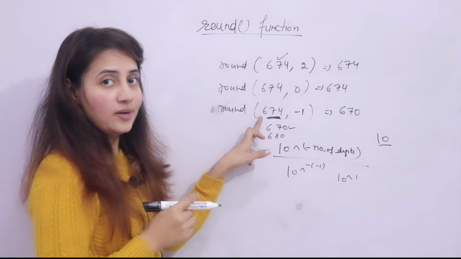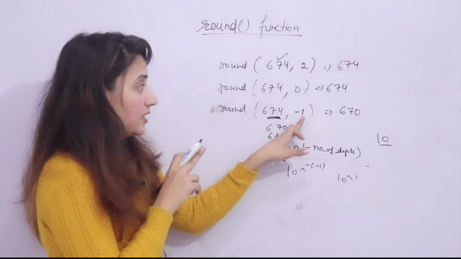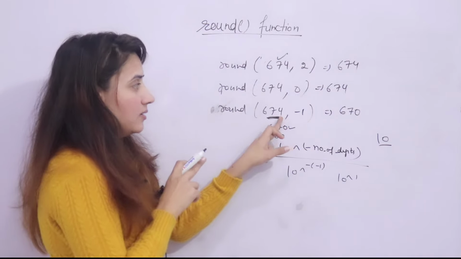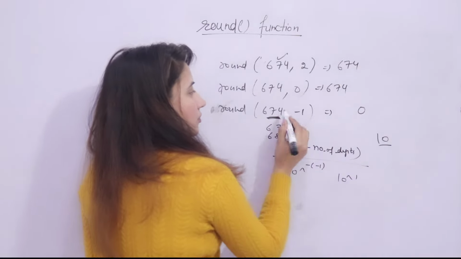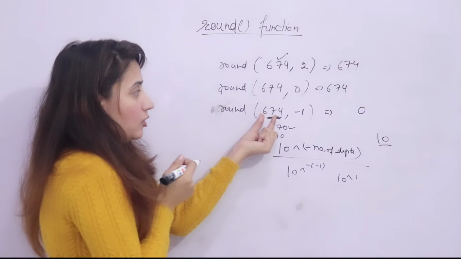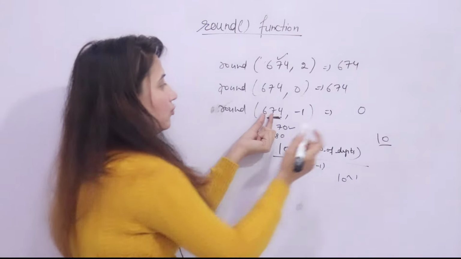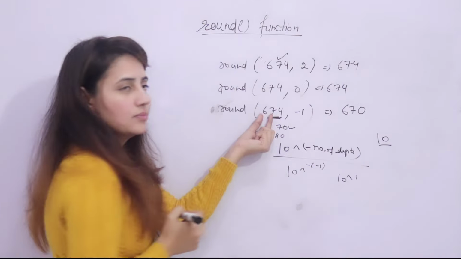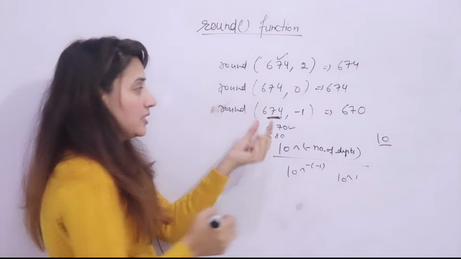Or one shortcut you can apply is what? If it is -1, it should be negative in this case. So the last digit would be, first of all, 0. Now it will round off the remaining digits. This digit is 4, it is less than 5, so it would be as it is, 6, 7. That's it. I hope you got it. If not, let's take one more example.